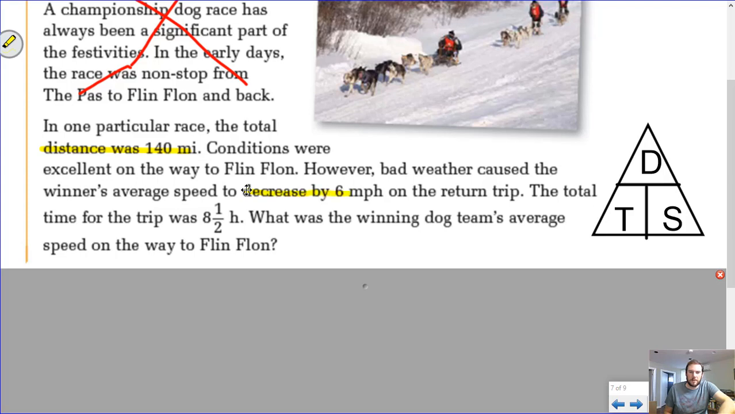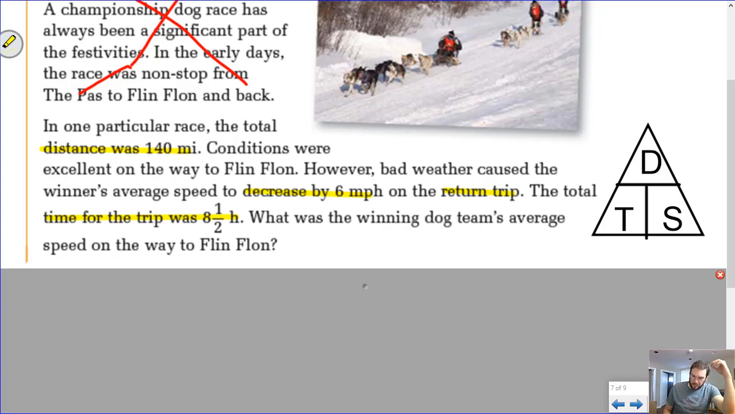So the average speed, however, bad weather on the way back, right? So the conditions were good on the way there, but on the way back, on the return trip, he was 6 miles per hour slower. And the total time for the trip was 8.5 hours. So now what it wants to know is what was the average speed on the way to Flin Flon.